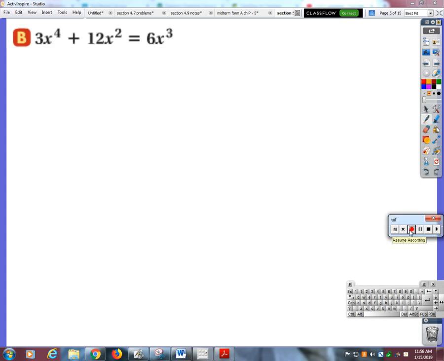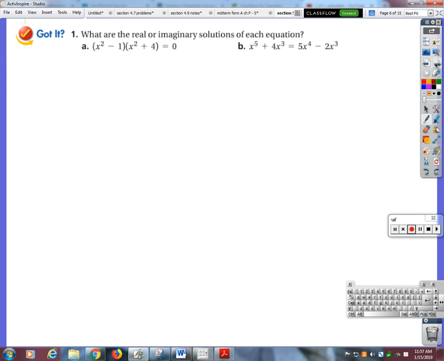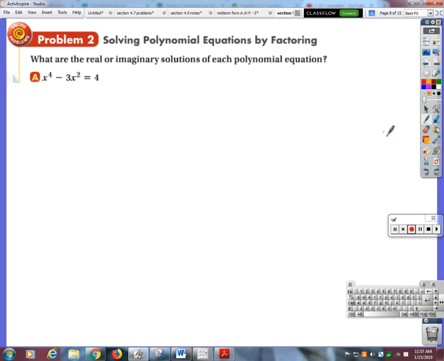All right, so there is another trick that we have not used yet that sometimes is exciting, and that is if you have something like this. So let's say you start with x to the fourth minus 3x squared equals 4. Again, the same first step as always is to do what? Set it equal to 0. So I'm going to start by subtracting 4 from both sides to get that set equal to 0.